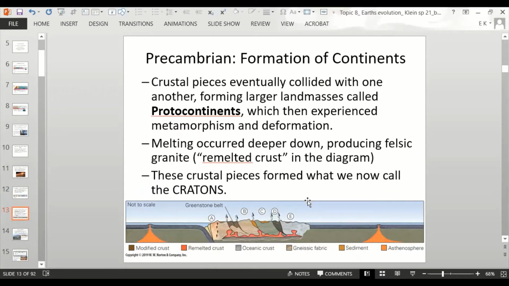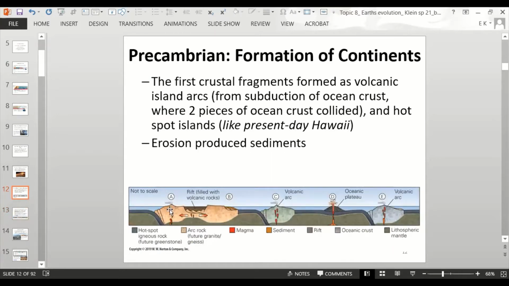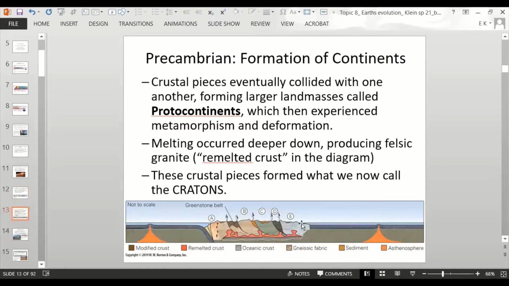So the crustal pieces eventually collided with one another, and that formed larger land masses that we call protocontinents. And those protocontinents experienced metamorphism and deformation. As you can see here, these rocks in this picture are all folding. Now the letters A, B, C, D, E can be seen on the previous diagram. It shows you the different pieces of crust. And then here it shows you them as part of this collision.